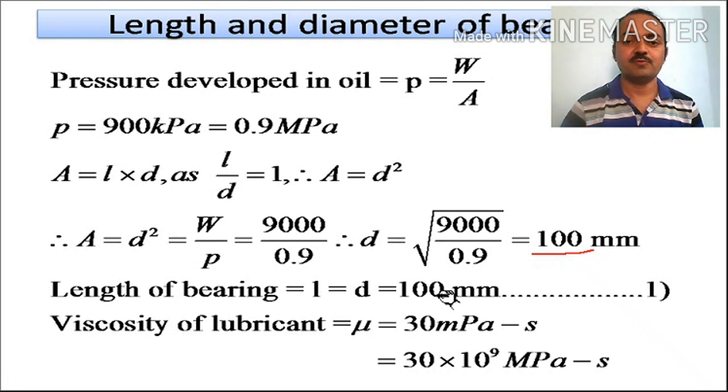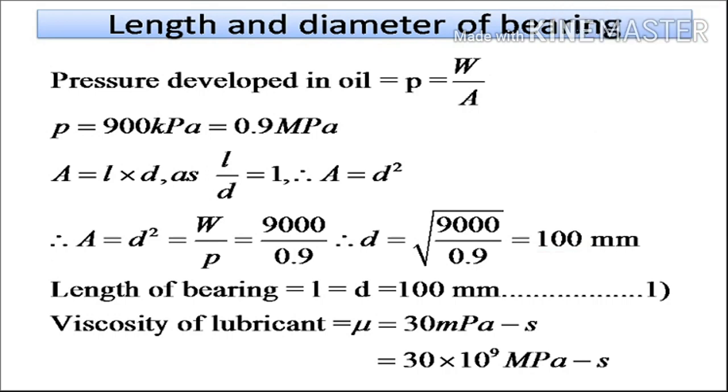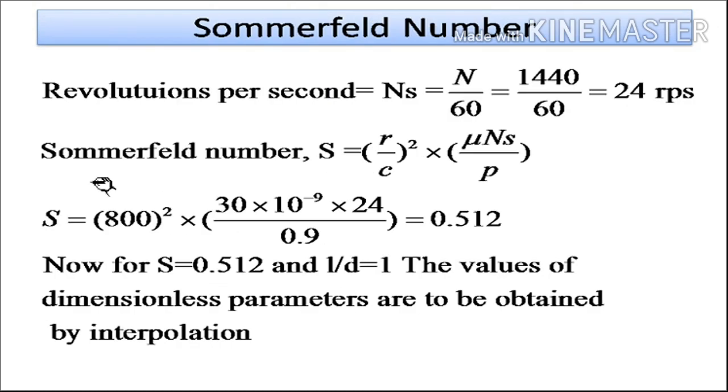So now we will find next the viscosity of the lubricant, that is specified to us, that is 30 micropascal second. We will write it in terms of megapascal second, and once we get that, we will try to determine the value of Sommerfeld number. Sommerfeld number is given by (R by C) square into mu into Ns by P, where R by C is nothing but the radius by clearance ratio, so that is 800 given to us. Mu is the viscosity, Ns is the revolutions per second, so that is N by 60, 1440 divided by 60, that is 24 rps, and P is the pressure intensity.